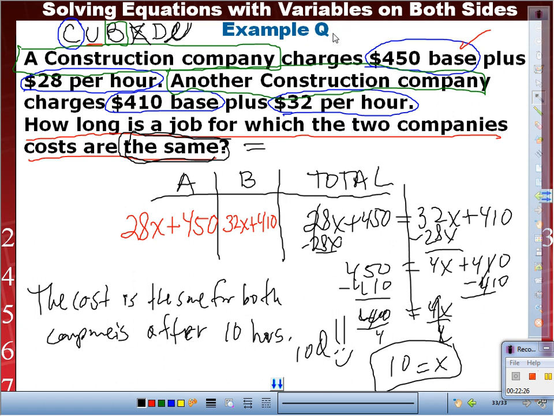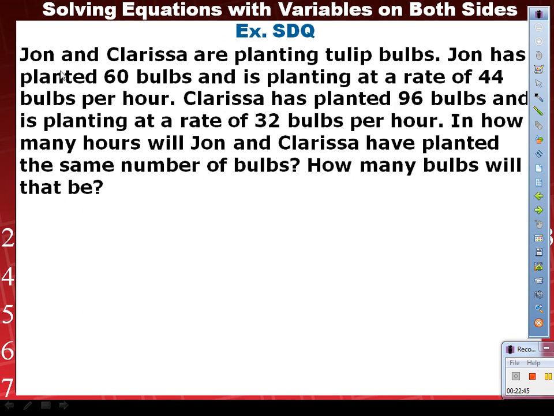Let me go to another problem that's going to be very similar to this one with a two-column approach. Look at this one. John and Clarissa are planting tulip bulbs. John has planted 60 bulbs and is planting at a rate of 44 bulbs per hour. Clarissa planted 96 bulbs and is planting at a rate of 32 bulbs per hour. In how many hours will John and Clarissa have planted the same number of bulbs? Isn't that very similar to the one we just did? How many people are they talking about here? 2, so you do 2 lines down and so on and so forth. So we're not going to do this one. I'm just showing you a different presentation.